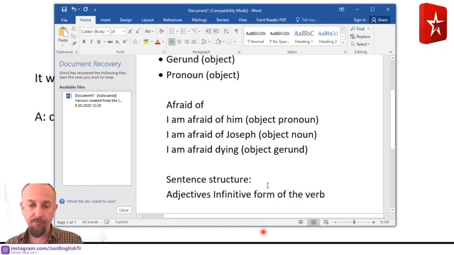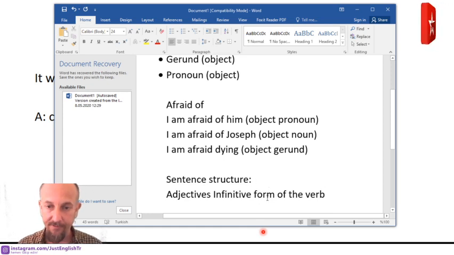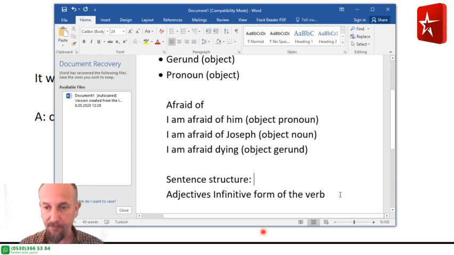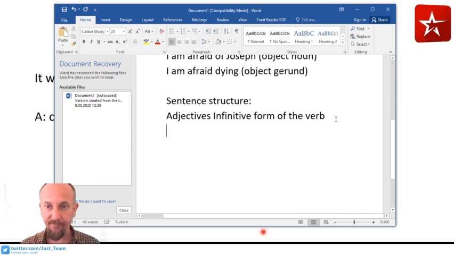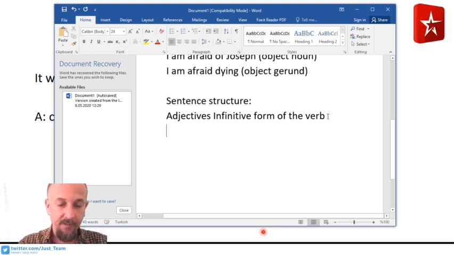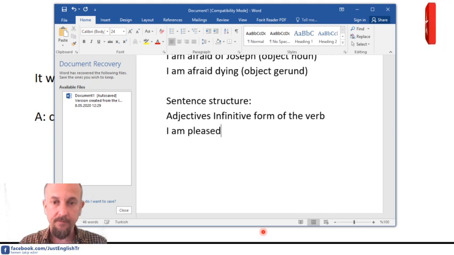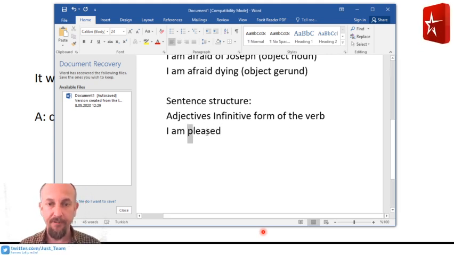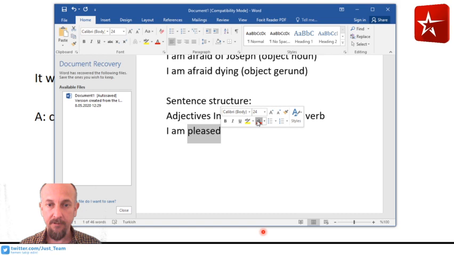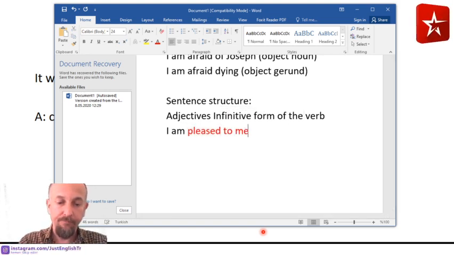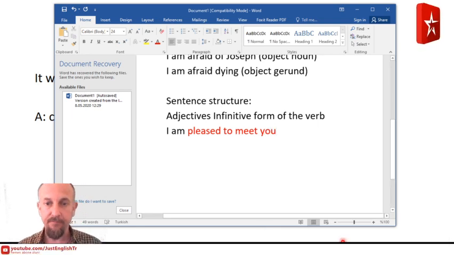The infinitive form. And the infinitive form actually is, I'll put that up here. I'll give you an example actually below about panicking. I always panic when I have to do something different. I am pleased. There we go. We've got that adjective form here. We'll make that one color. Make that red. And then after that, I am pleased to meet you. We'll make this a different color as well.